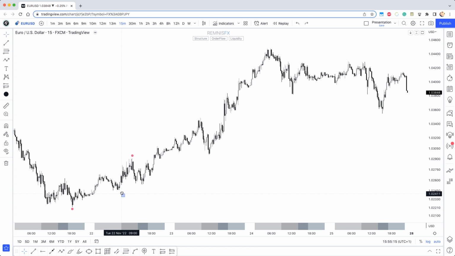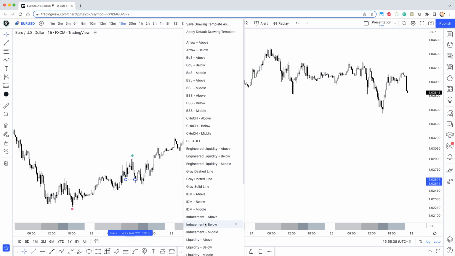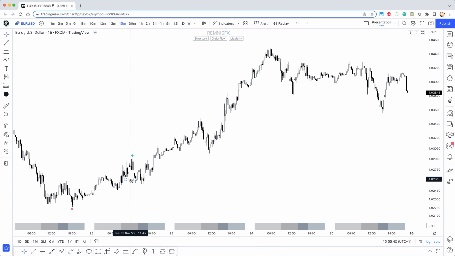Like internal. Whoa, guys, what happened? Very weird. What's this? Where are my markings all gone? Wow, okay, doesn't matter. Let me just quickly mark those anew. That is our inducement right there.